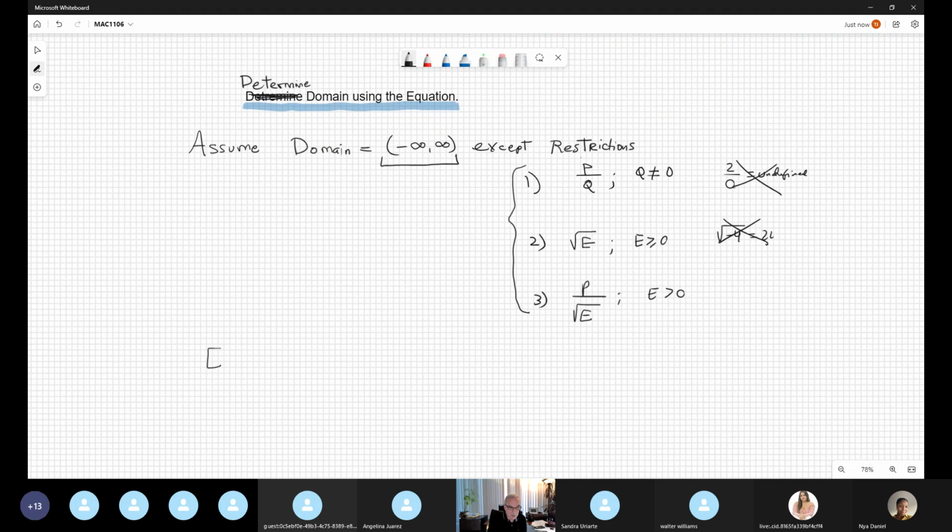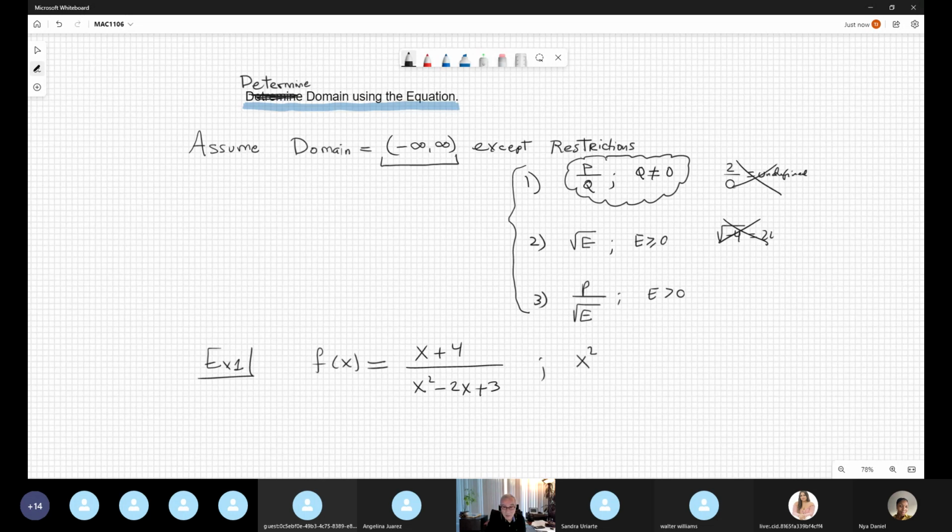For example, example 1. Example 1 is a function, the name is f of x, equal to x plus 4 divided by x squared minus 2x plus 3. Oh, it's obvious that you apply restriction number 1, the restriction when you have division. Then you need to avoid that the expression at the bottom, which is Q, x squared minus 2x plus 3, would ever be 0. No 0 anymore.